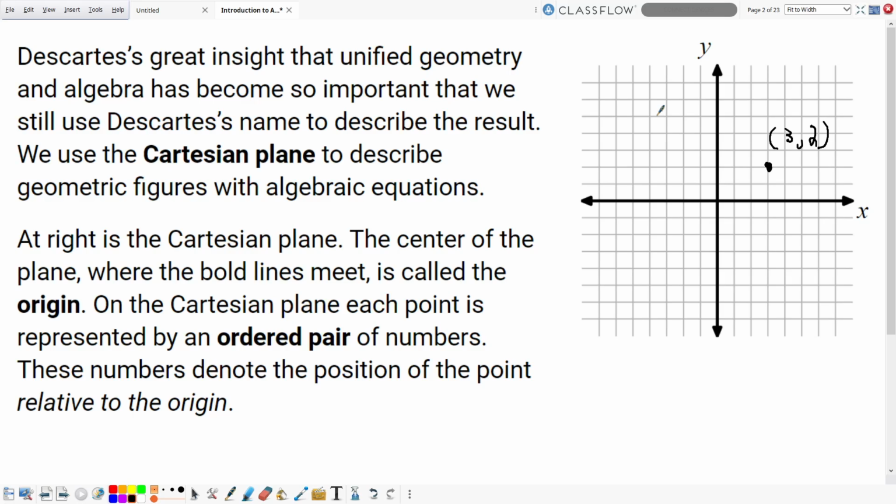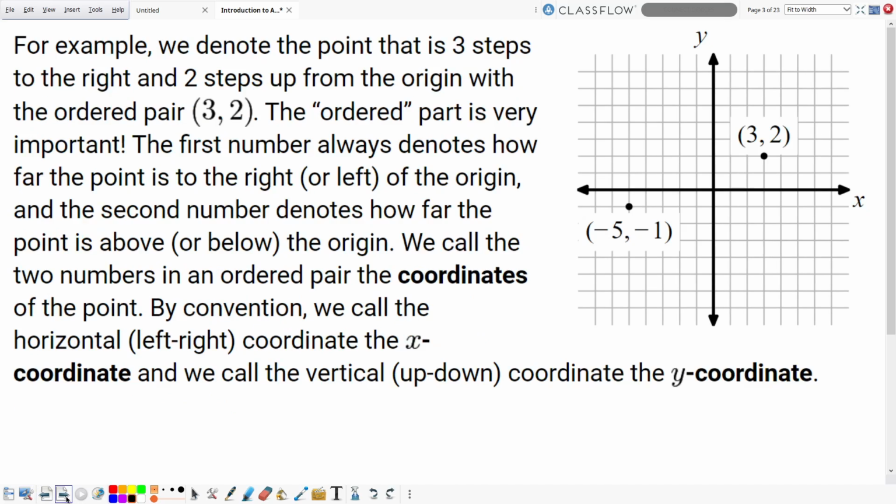The first number represents the x value. The second number represents your y value. Pretty simple stuff. Here's some more of that. We got, like I said, 3, 2.